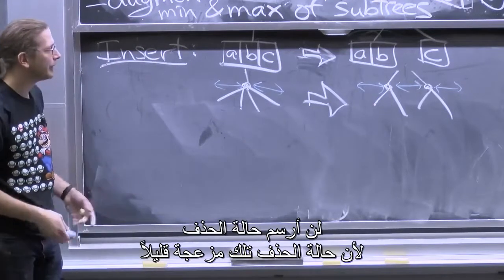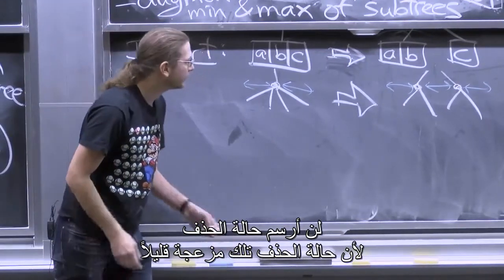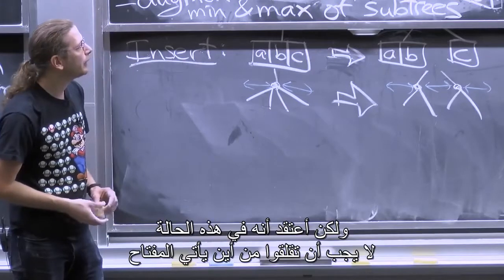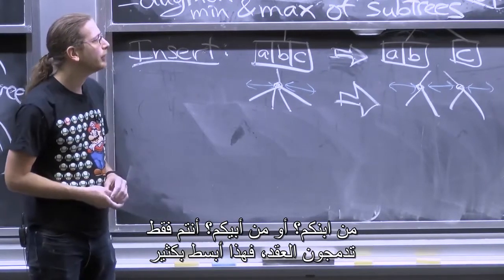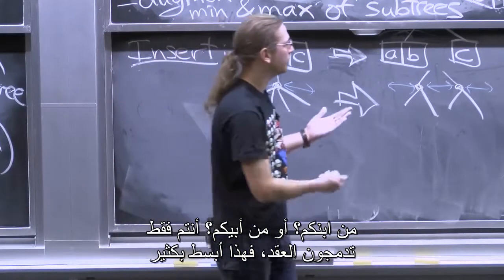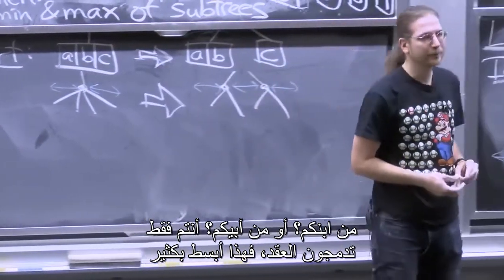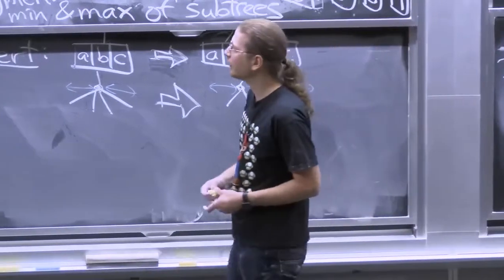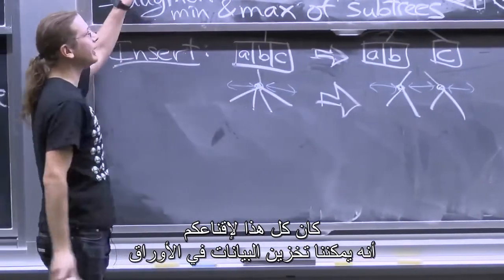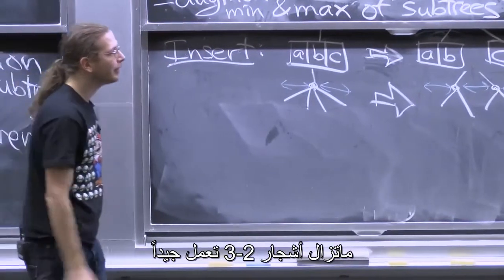I won't draw the delete case. Delete is slightly more annoying. But I think in this case, you never have to worry about where the key is coming from, your child or your parent. You're just merging nodes, so it's a little bit simpler. But you have to deal with the leaf case separately from the non-leaf case. OK, so all this was to convince you that we can store data in the leaves. 2-3 trees still work fine.